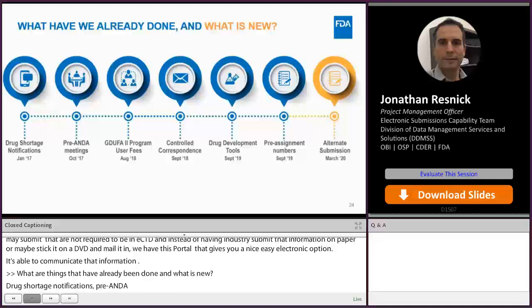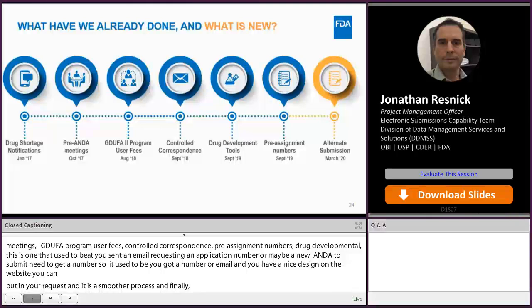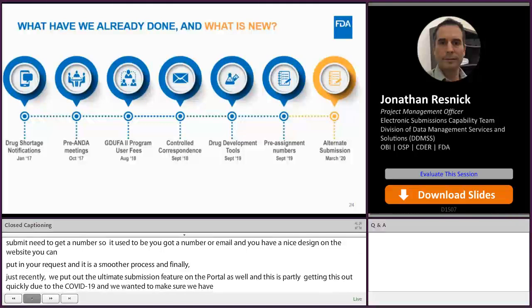And then finally, just recently, we put out the alternate submission feature on the portal as well. And this is partly due, getting this out quickly, due to COVID-19, that we wanted to make sure that we have additional options out there for sponsors that maybe they don't normally submit electronically, maybe they normally submit in paper. We wanted to provide this pathway so that instead of submitting in paper like you usually do, and again, this is for things that are not required in eCTD, that we have this electronic, simple way for you to do it.